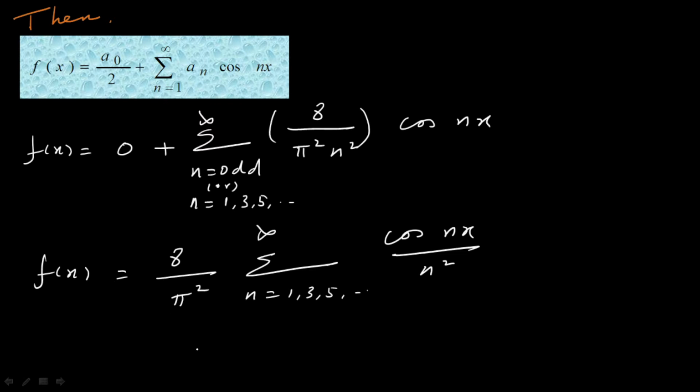So this is the Fourier series representation of the given function f of x defined in the interval minus pi to pi. Then what we are going to do next is, we have to deduce a series from this. Okay, that is what we are to do next.